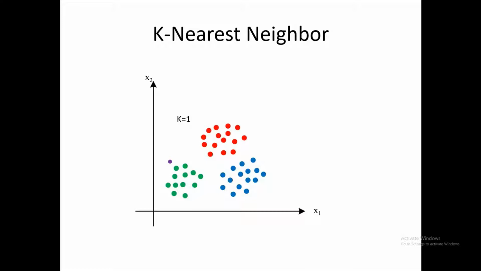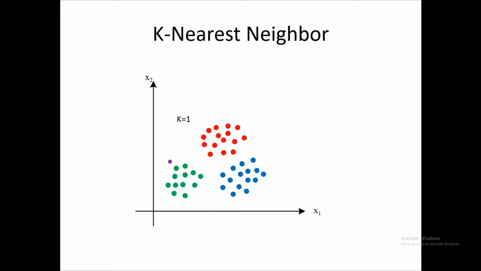Before we classify, first we have to set k. The value of k is nothing but the number of nearest neighbors that it will test. First let's see the value of k equal to 1. When k is set to 1, we only use the single nearest neighbor to this test point to define the category.